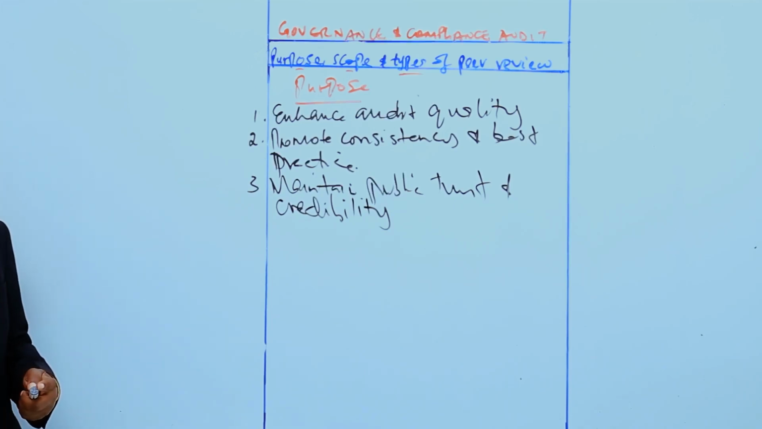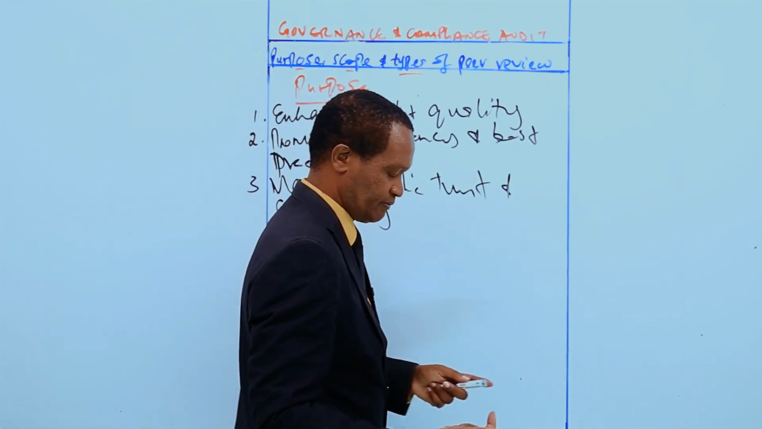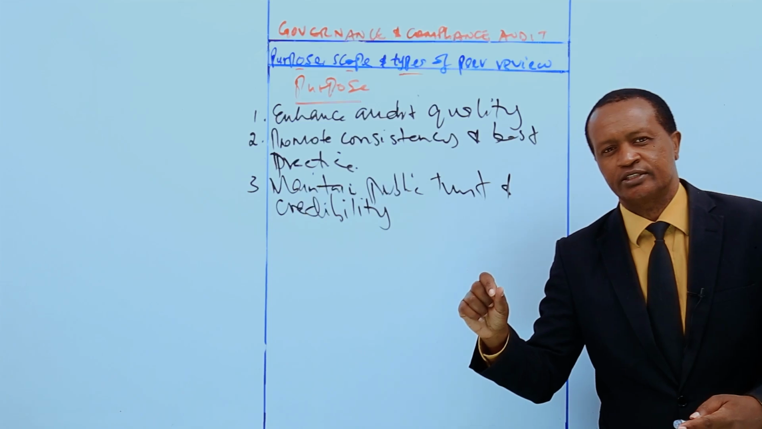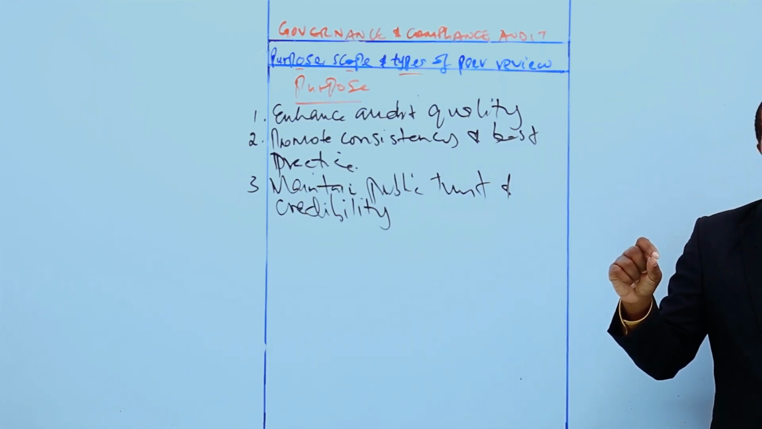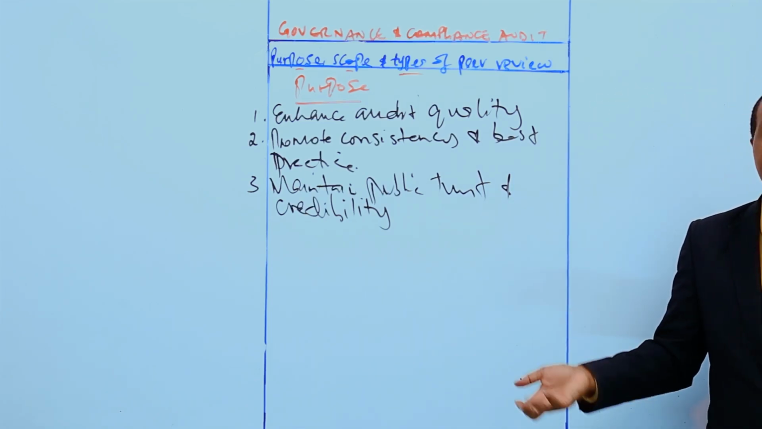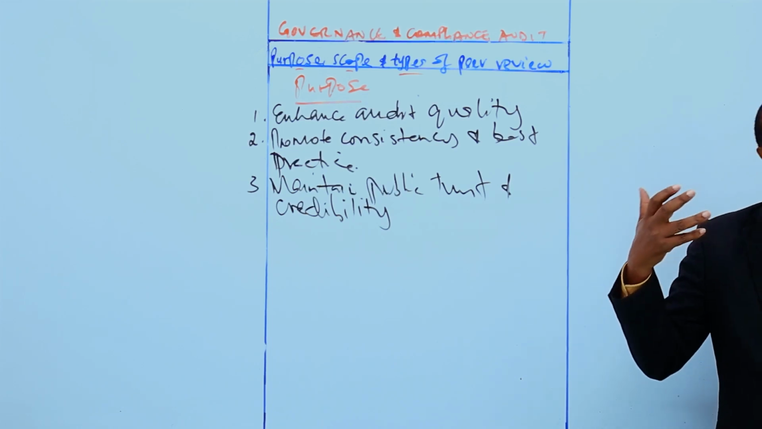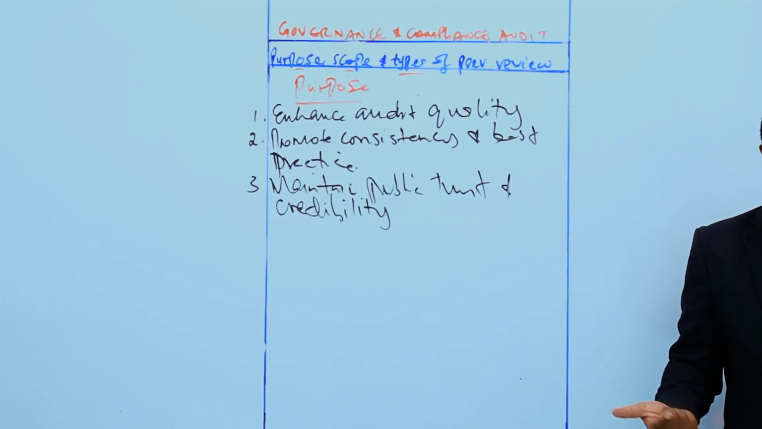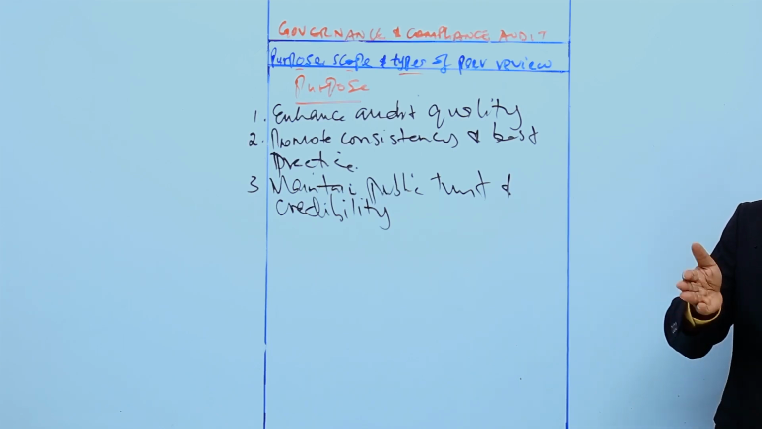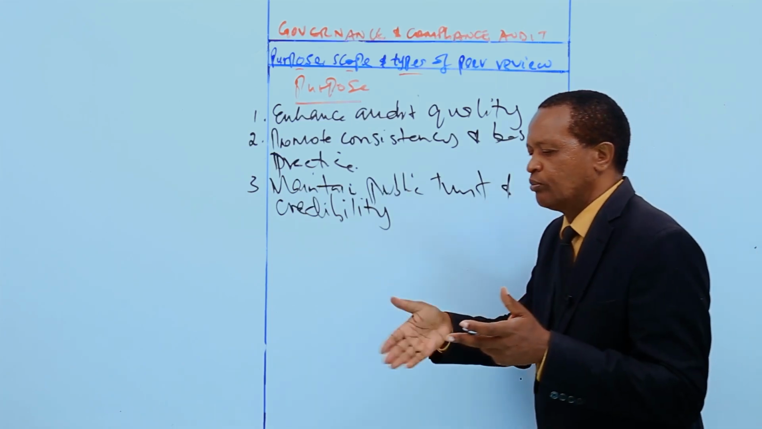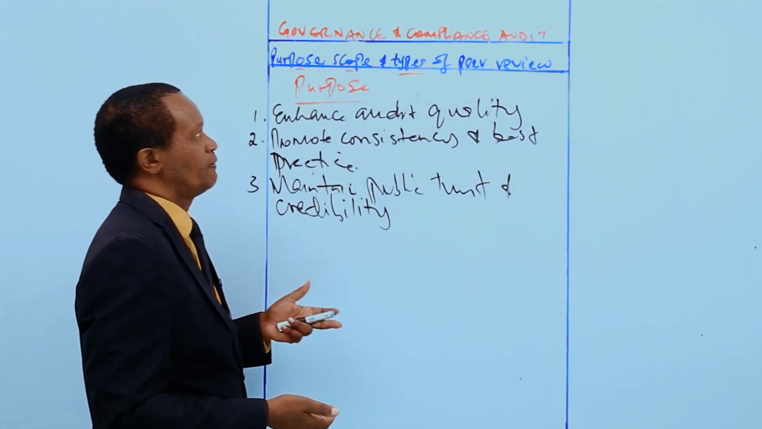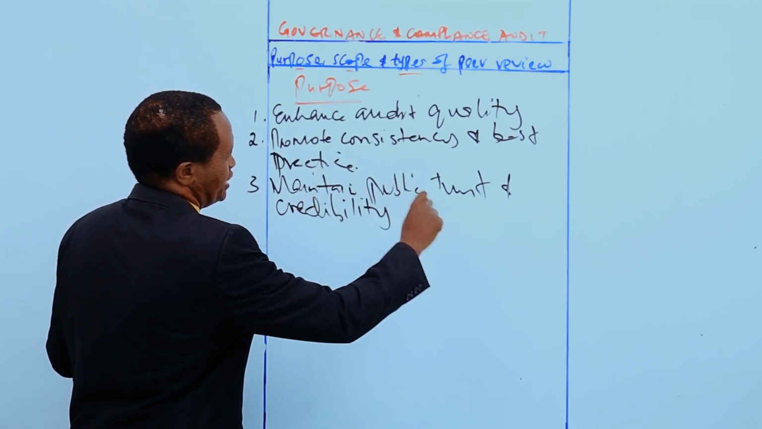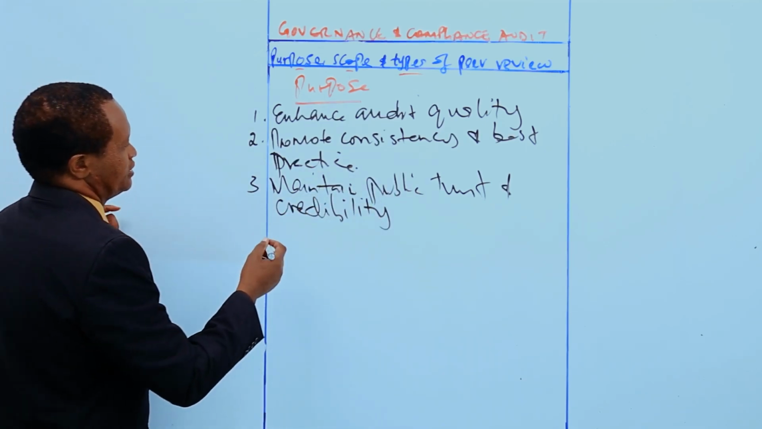By subjecting audit practices to external scrutiny, peer review assures stakeholders like the board, management and regulators that the audit function is operating with integrity, objectivity, and competence, and that builds confidence in the governance and compliance reports that are issued by the auditors. That's how peer review helps to maintain public trust and credibility.